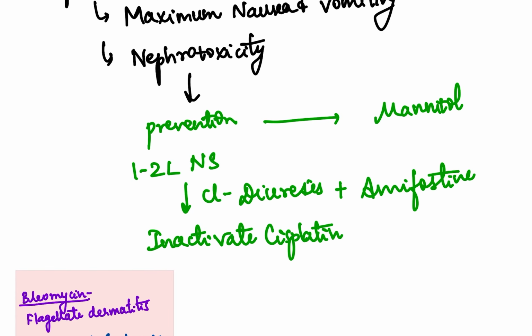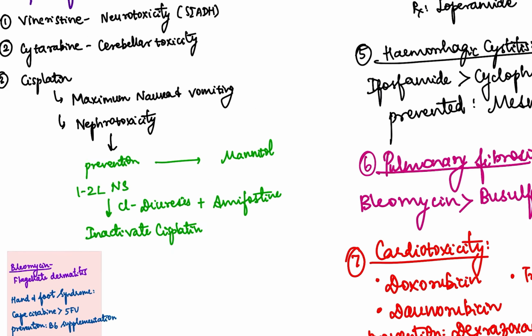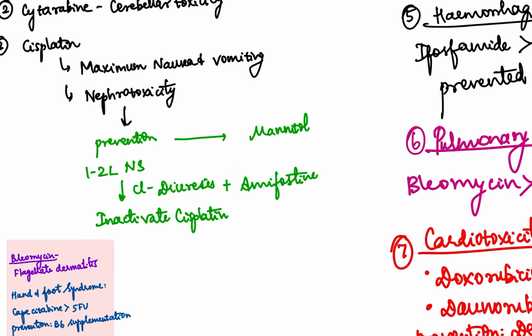In order to prevent that, you have to flush the patient with 1 to 2 liters of normal saline, which causes chloride diuresis, and this chloride diuresis is going to prevent the cisplatin from being activated. In order to treat the nephrotoxicity associated with cisplatin, you can also use mannitol and amifostine.